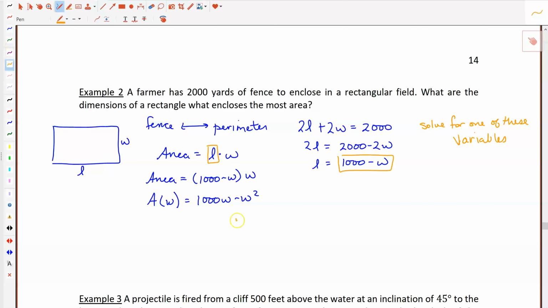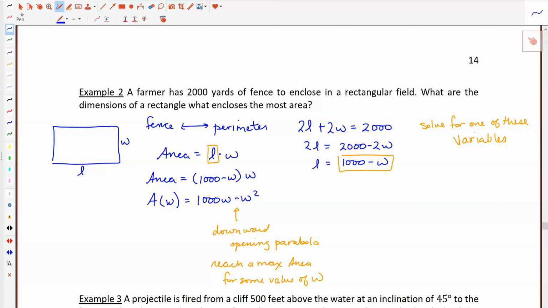So now looking at that, we can see that this is going to be a downward opening parabola. If I were to look graphically at what's going on, right, this is a quadratic, so it will reach a max area for some value of W.